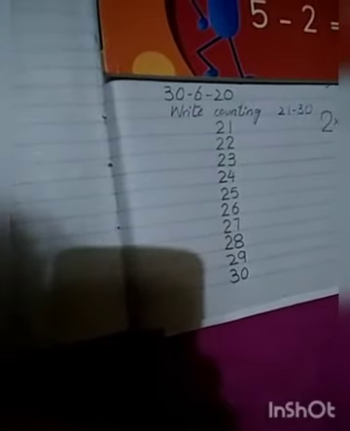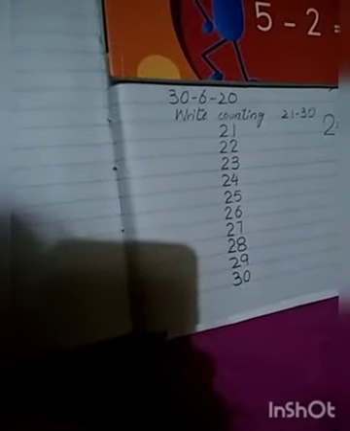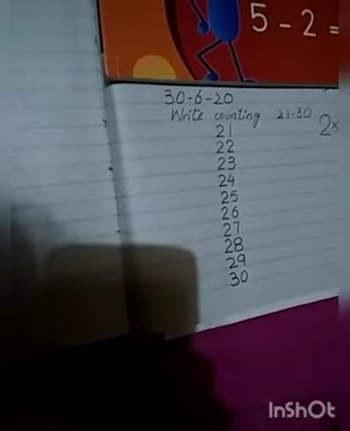Then 29. And the last is 30. Now you will do neat and good, clean work. Surely you will do. I know it. Now what do we have to do? Now I think we should learn the concepts. Am I right? Now we should read the concepts.